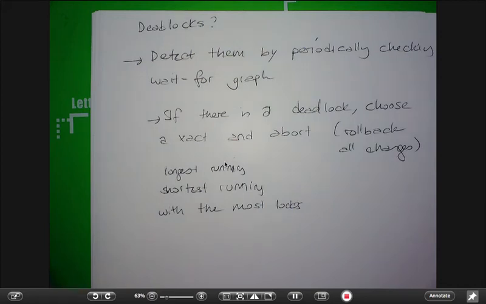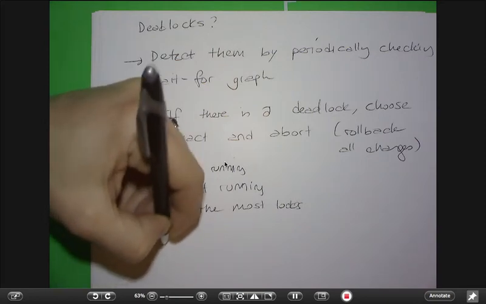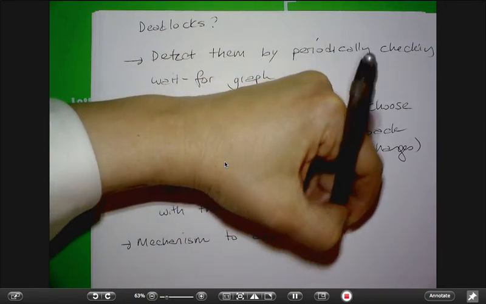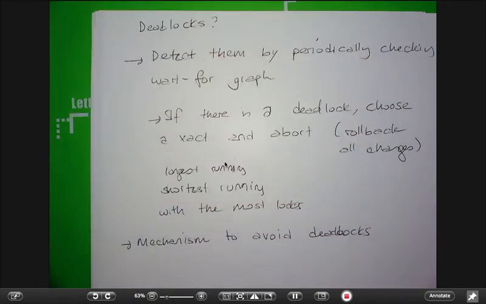You can also have a mechanism to avoid deadlocks. How would you avoid deadlocks? Well, you can say, for example, give every transaction a timestamp, and you can never lock something if a transaction with a smaller timestamp is holding a lock on that item, right? So you never wait for somebody who's older than you, right, or younger than you. It's your choice. So if you never wait for old people, right?